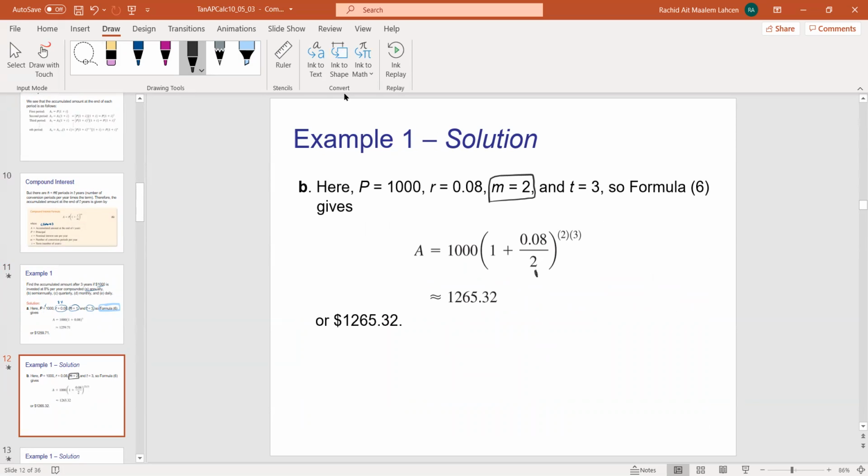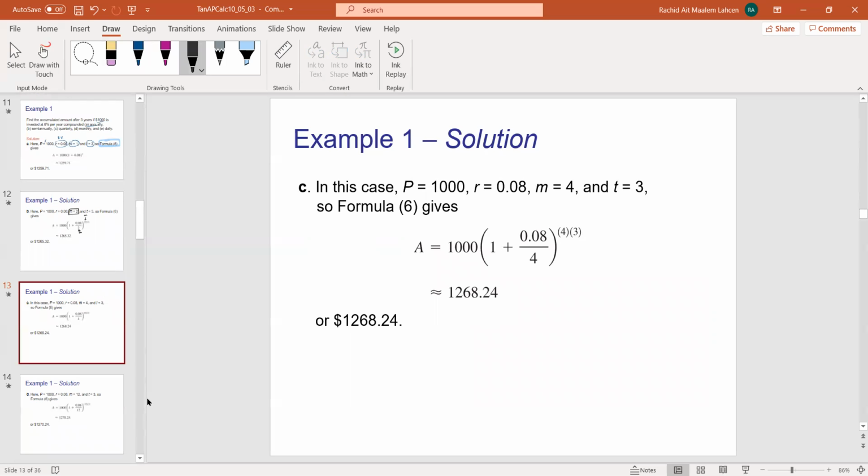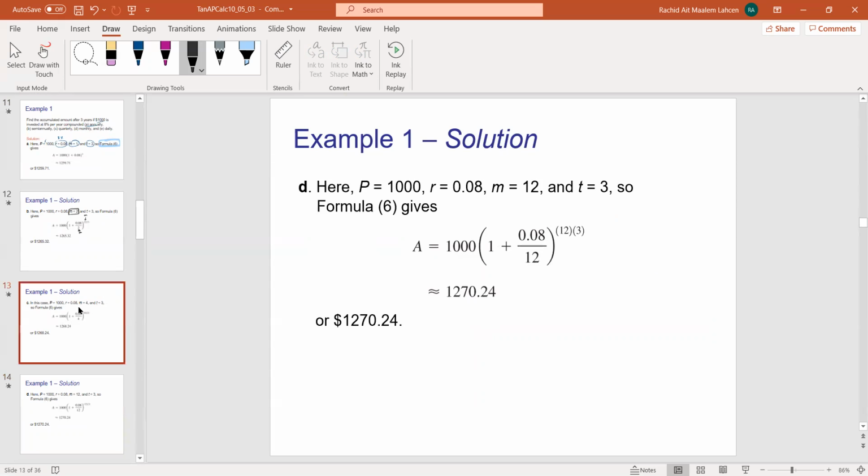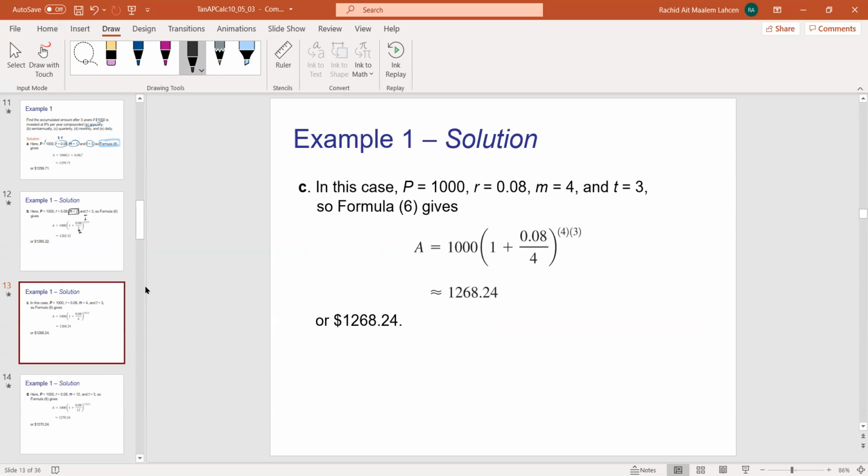Then M is 2, and you see M there is 2. And you just redo the calculations again, and you get 1256.32. And so D, quarterly, so it's 4 times. Monthly is going to be 12. And daily, whichever is given, usually it's 365. Right, so same calculations again.